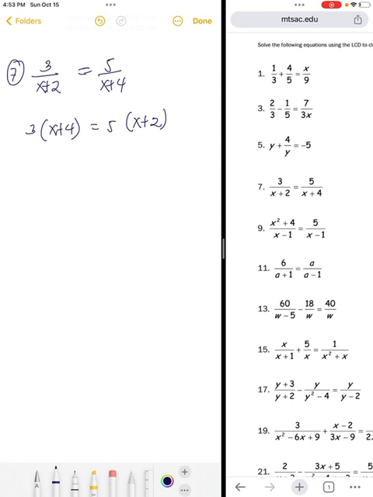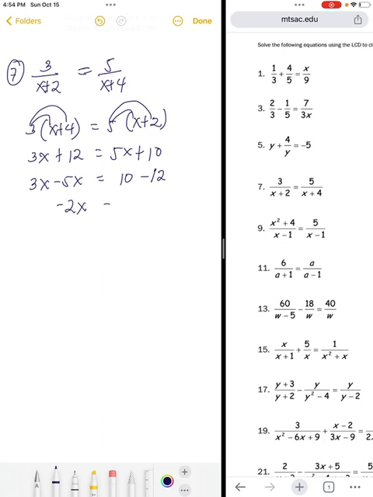Then afterwards, we have to distribute: 3 multiplied by x, that will be 3x plus 3 times 4, that is equal to 12, equals 5x plus 10. Okay. So, again, this is an equation now. It's a linear equation. So, we can transpose 5x to the left side of the equation, and 12 to the other side. So, I will have 3x minus 5x equals 10 minus 12. Then, 3x minus 5x is equal to negative 2x. This will become negative 2.